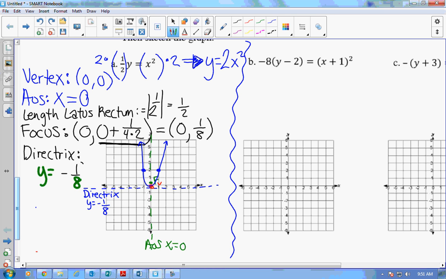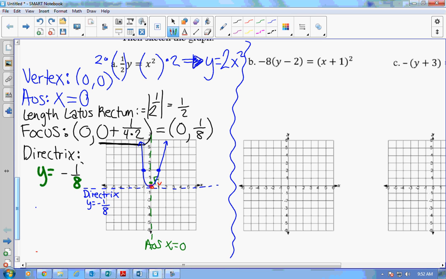Okay, first you need to get it in the right form so we can see the vertex, which means we need to solve it for y. It's definitely not solved for y right now. Kayla, how would you begin solving this part B for y?